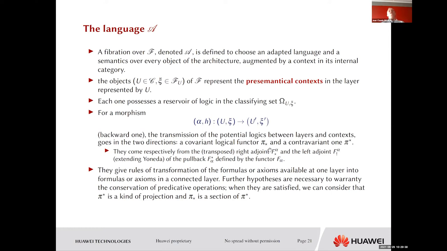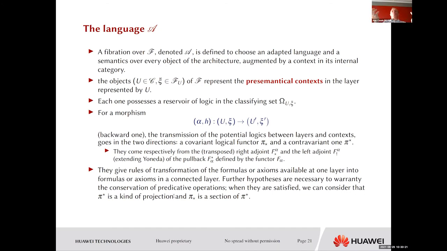these logical functors: the covariant functor pi sub star, and the contravariant one, pi exponent star, which come respectively from the right adjoint f star alpha and the left adjoint f alpha, which extend the unit extensions of the pullback defined by the functor F alpha. So you will have a more detailed explanation in the next talk.